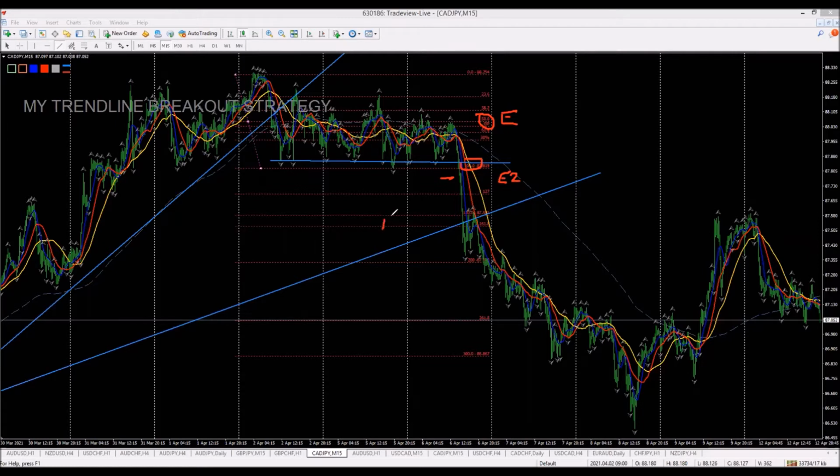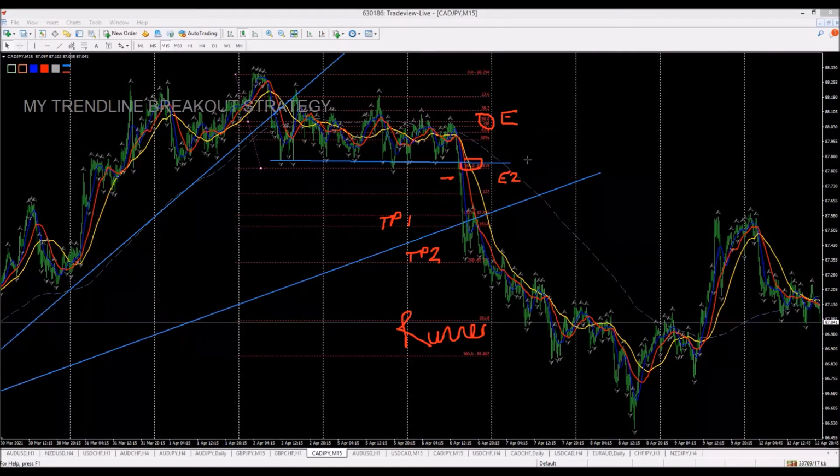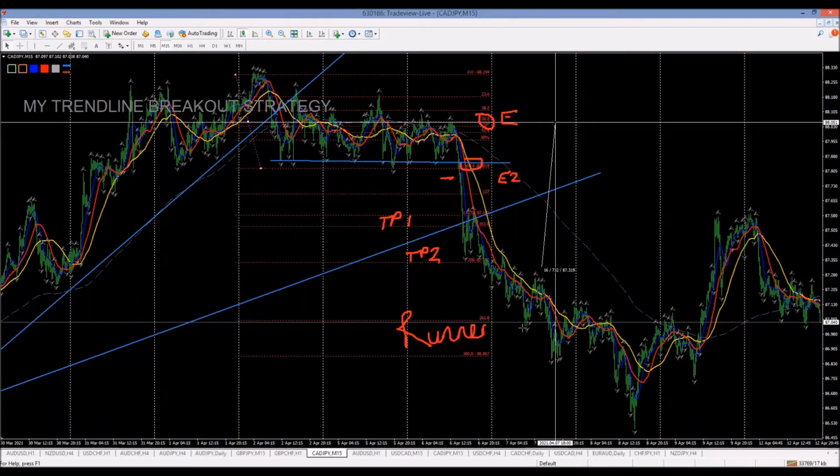TP1, TP2, and then here we are. This is just a runner, isn't it? There we go. Just an exceptionally beautiful trade. We spoke about it in advance, which is a good thing. We take these trades all the time. That's 100. It's 117 pips to the 300.